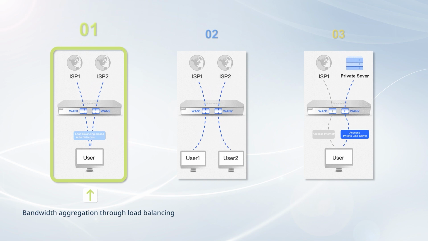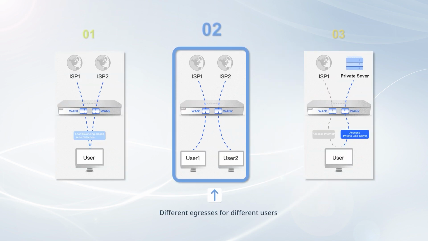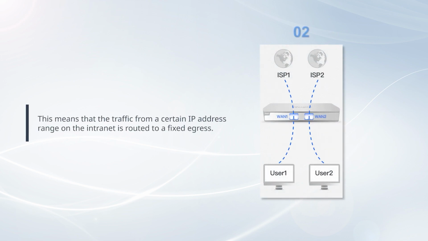1. Bandwidth aggregation through load balancing. In this scenario, the gateway device automatically distributes outgoing traffic across multiple WAN links to aggregate the bandwidth of these links. 2. Different egresses for different users. This means that the traffic from a certain IP address range on the internet is routed to a fixed egress.